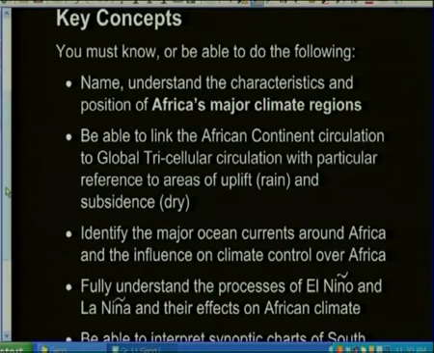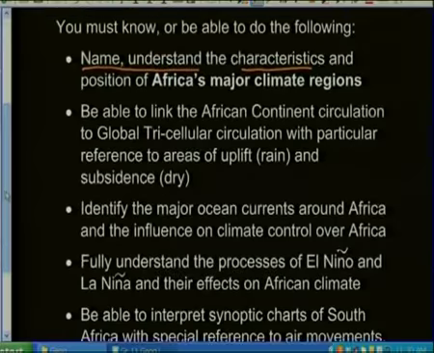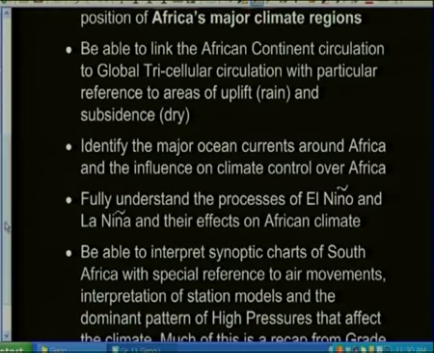First of all, you must be able to name and understand the various characteristics or special facts about the position of Africa's major climatic regions or zones. Secondly, we're going to look at the link between the African continent's circulation, how air moves in relation to the global Tri-Cellular arrangement which we looked at last time, and how that affects areas where there's uplift of air, which means you get rainfall, or where there's subsidence or sinking motions of air, where we get no rain or dry conditions prevailing.